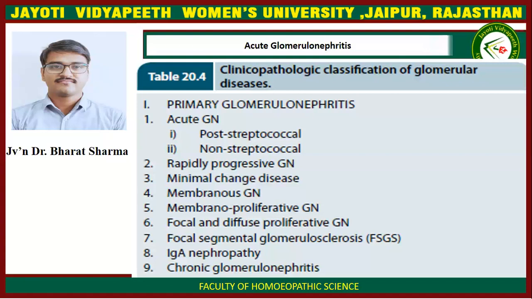Here is the clinicopathological classification of glomerular disease. First is primary glomerulonephritis. Acute glomerulonephritis is post-streptococcal or non-streptococcal. Others are rapidly progressive glomerulonephritis, minimal change disease, membranous glomerulonephritis, membranoproliferative glomerulonephritis, focal and diffuse proliferative glomerulonephritis, focal segmental glomerulosclerosis, immunoglobulin A nephropathy, chronic glomerulonephritis.